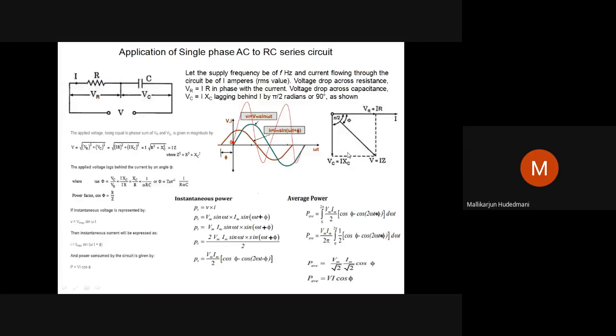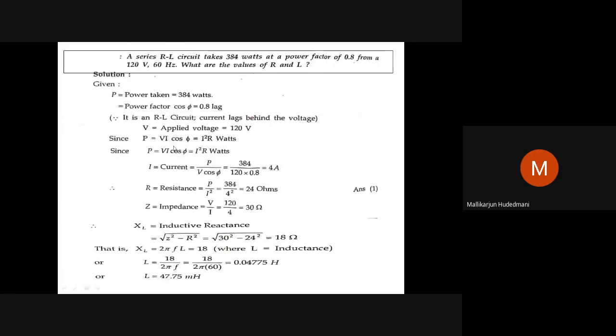Yes, sir. Okay. Z equal to the square root of R square plus XL square. So I make use of this knowledge. Z I can get. What is Z from this relation? I equal to V by Z. V I know, Z I can get. Z contains the square root of R square plus XL square. This I can make use of like this. So you can see XL is equal to the square root of Z square minus R square.